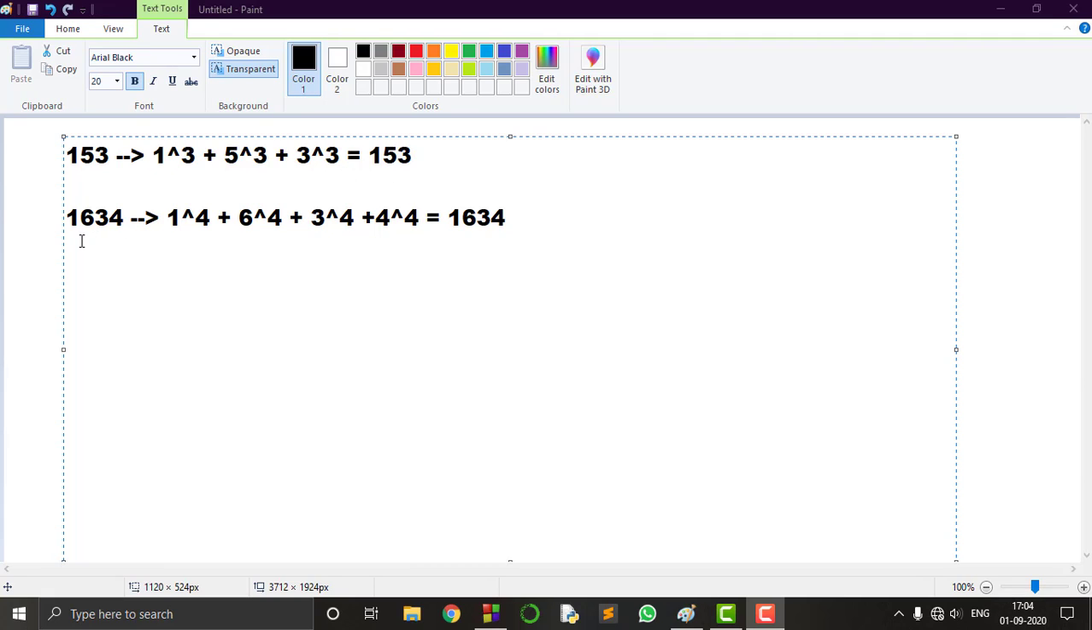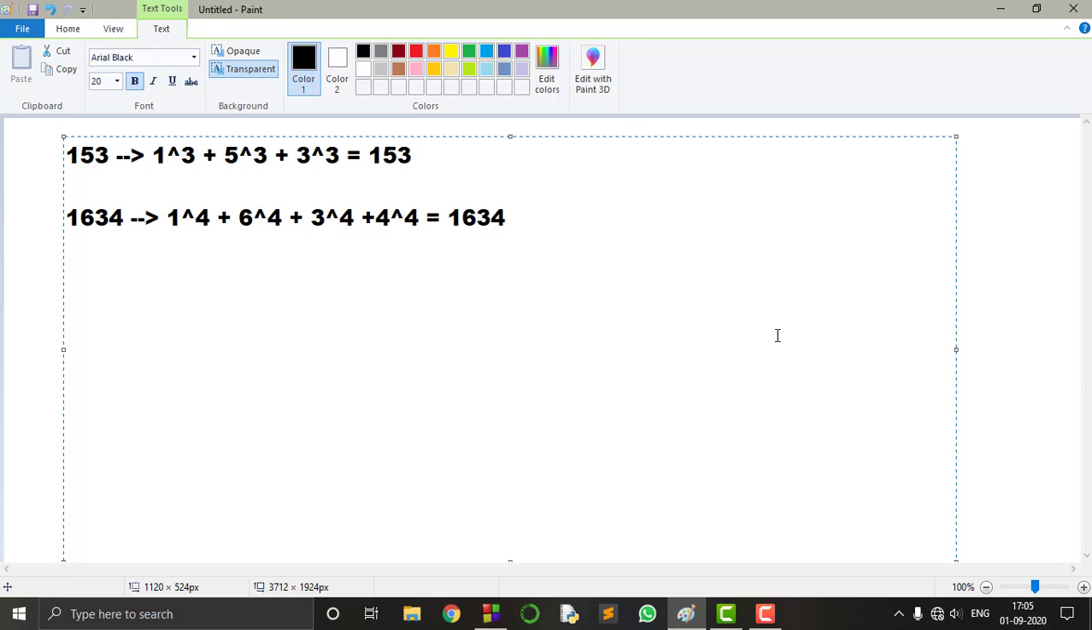Also you can see 1634 is an Armstrong number. Why? Because this is a 4-digit number, that's why we give the power 4. 1 to the power 4 plus 6 to the power 4 plus 3 to the power 4 plus 4 to the power 4 equals 1634. So we will see how we write the program, and when I write the program you will understand the logic.